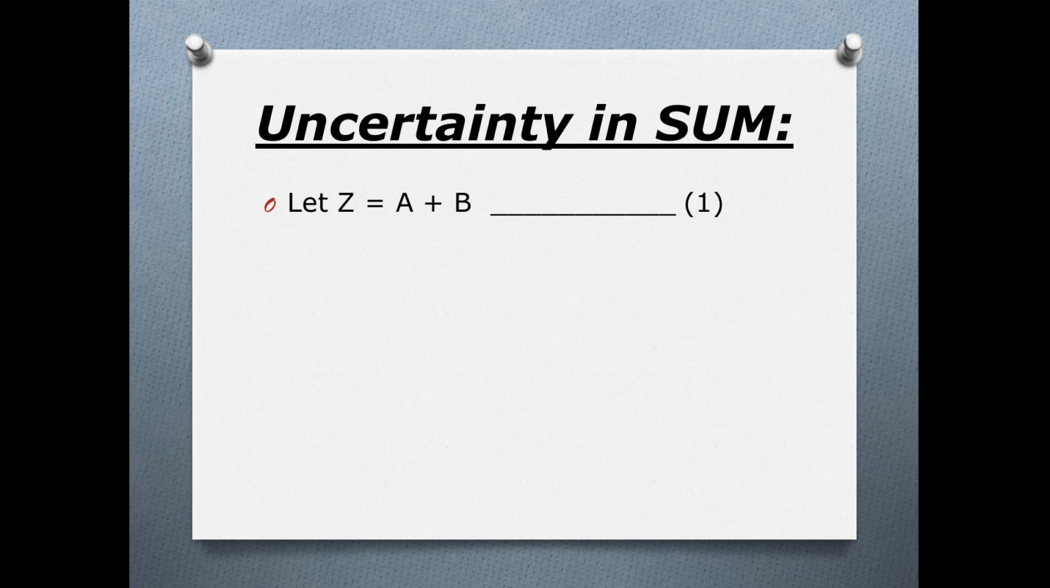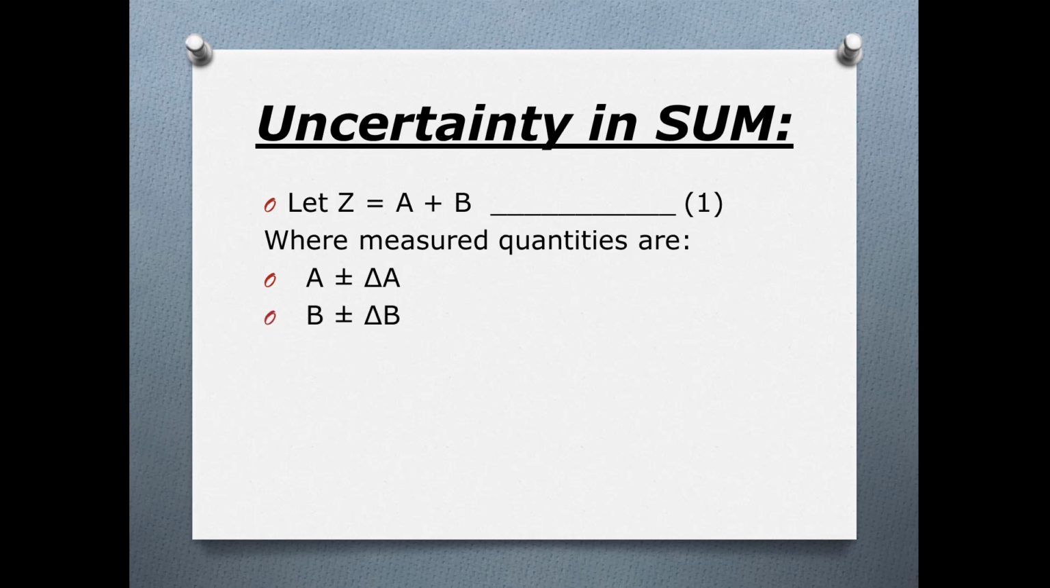We are going to add these two quantities A and B, and we are getting the result which is equal to Z, where the measured quantities are A plus minus delta A, where A is the true value and delta A is the absolute uncertainty, and B plus minus delta B, where B is the true value and delta B is the absolute uncertainty. And we are going to put these values in equation number 1.